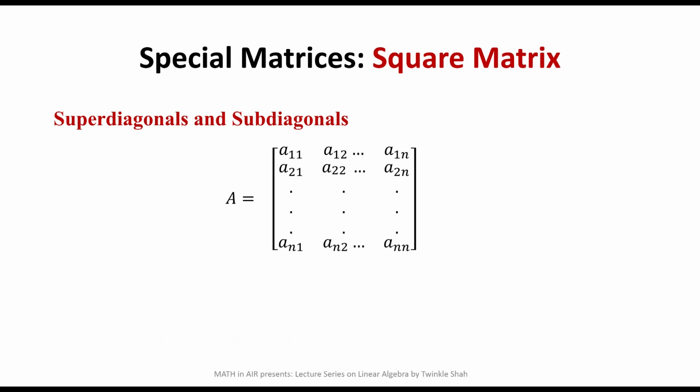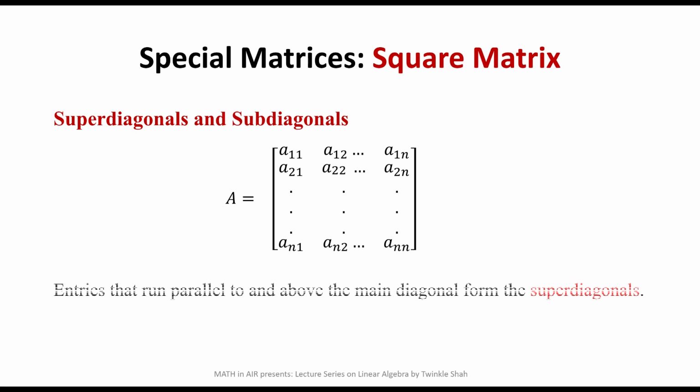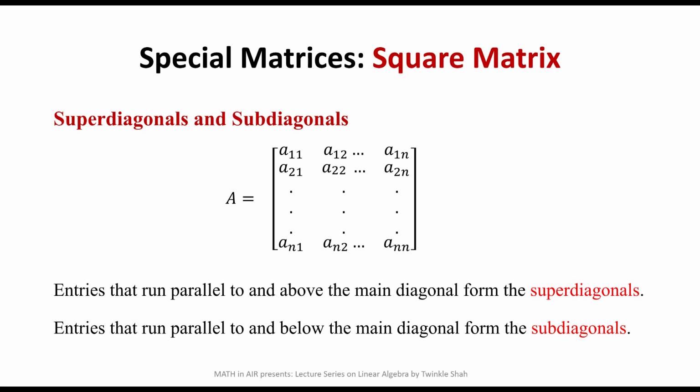Now let's understand what are superdiagonals and subdiagonals in a matrix. In this matrix A, entries that run parallel to and above the main diagonal form the superdiagonals, and entries that run parallel to and below the main diagonal form the subdiagonals.